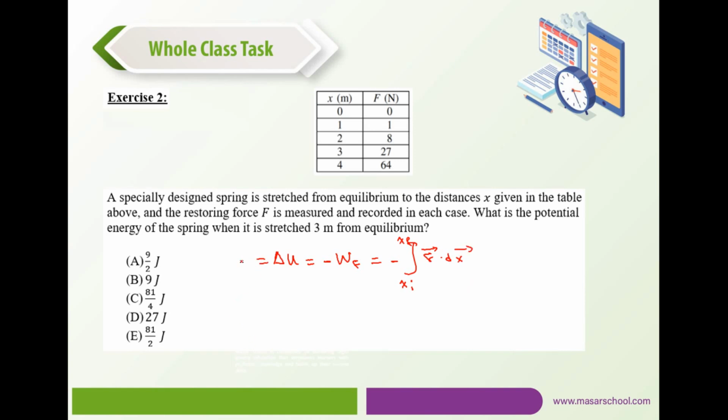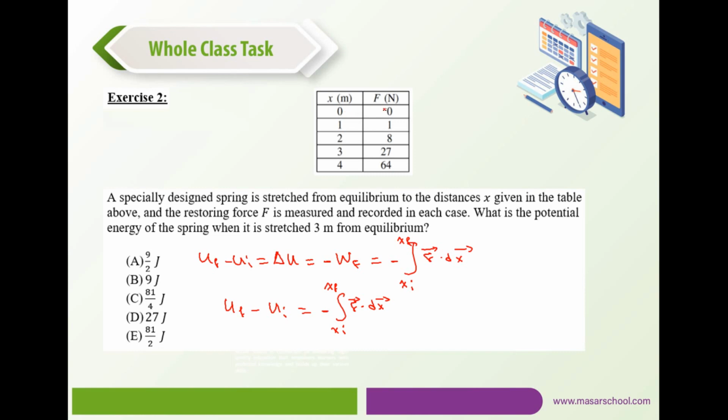Now delta u would be given by u final minus u initial, so let me write down that u final minus u initial would be minus the integral from xi to xf of f dot dx. However, here we don't have the expression of f in order to integrate. If you notice carefully, try to notice a pattern in the values relating x and f.